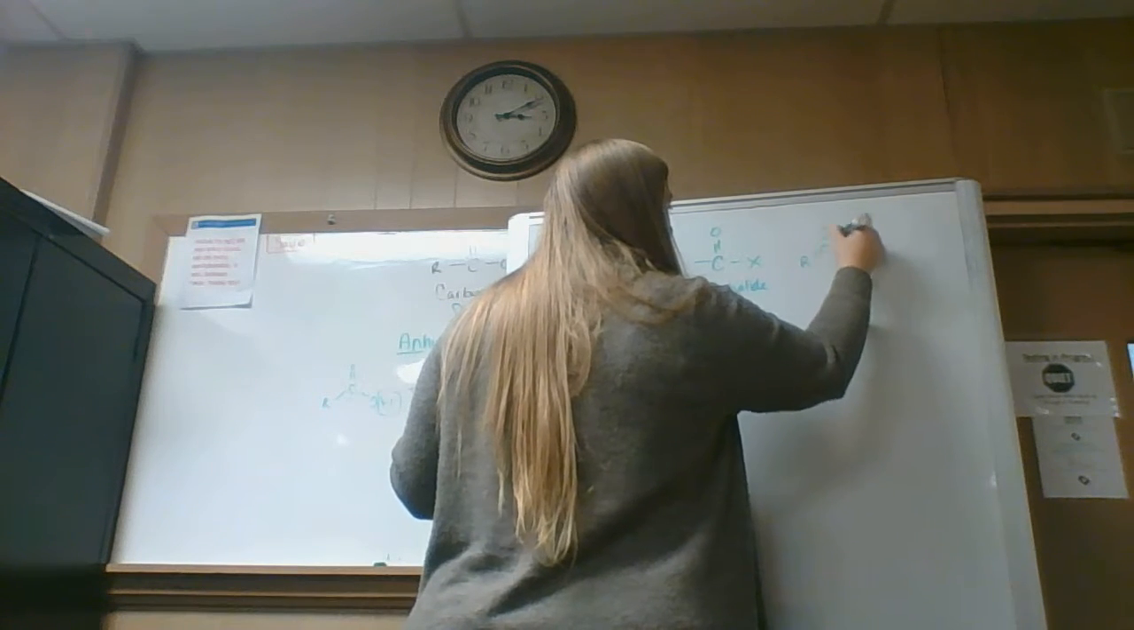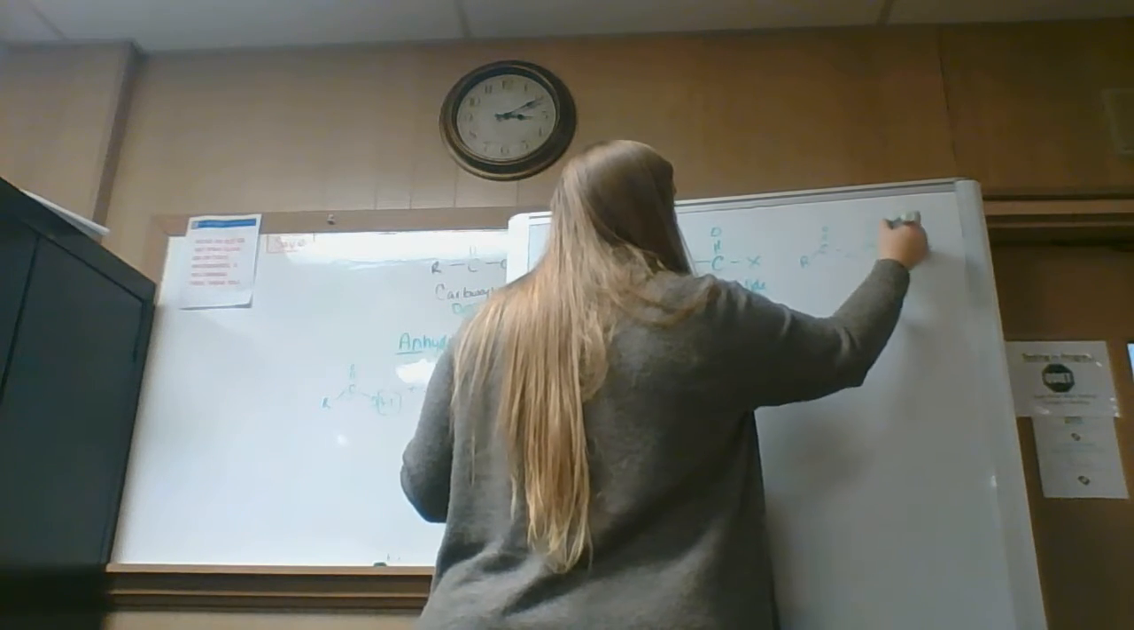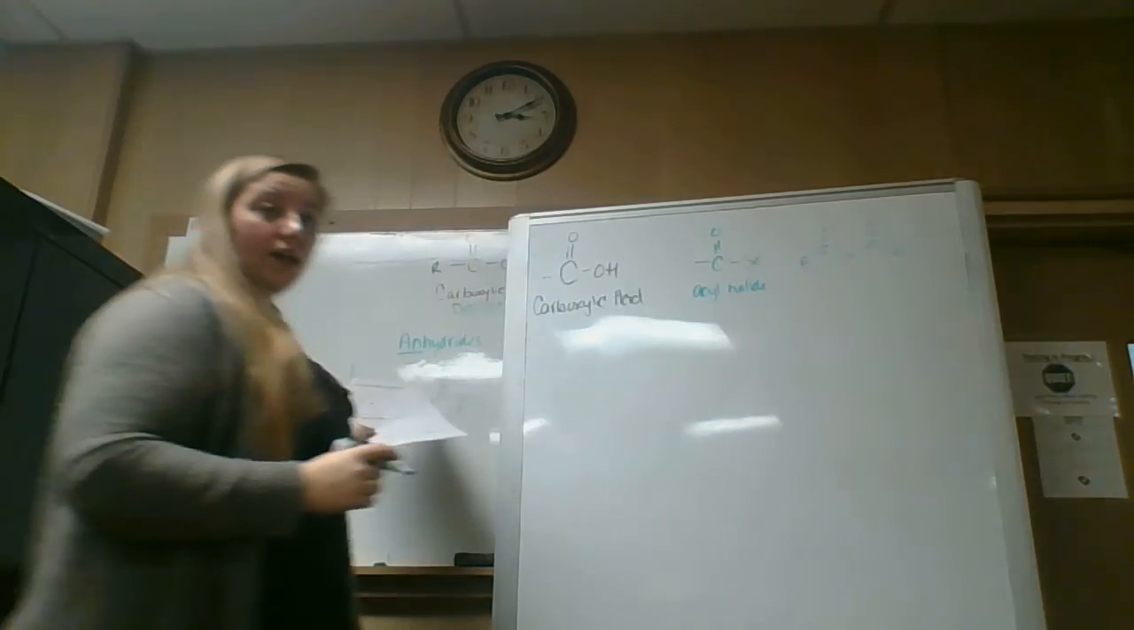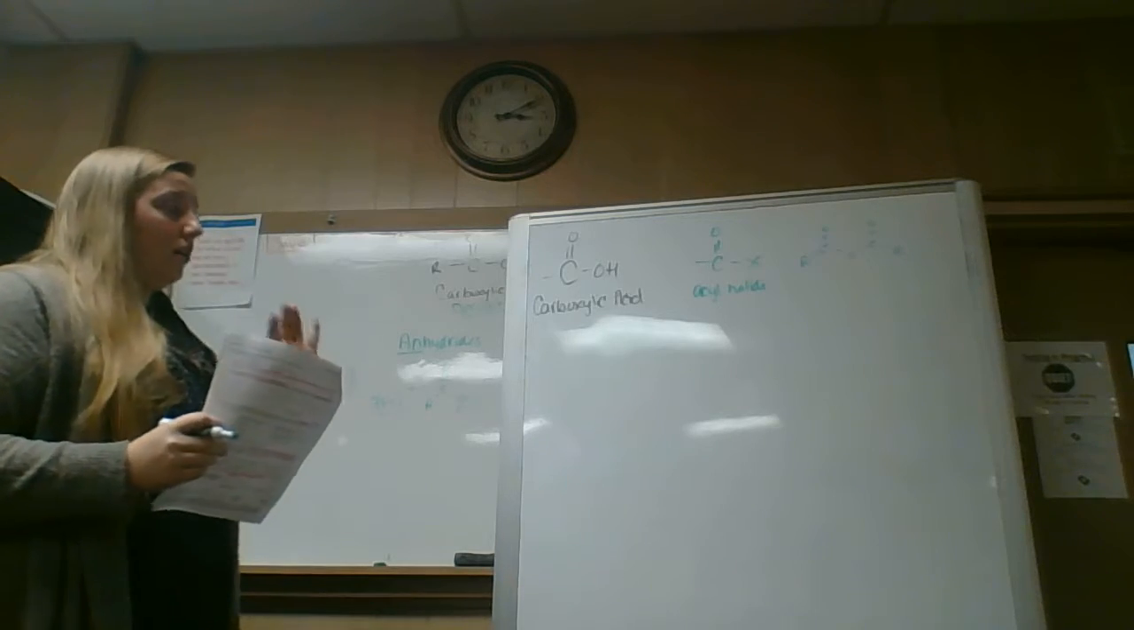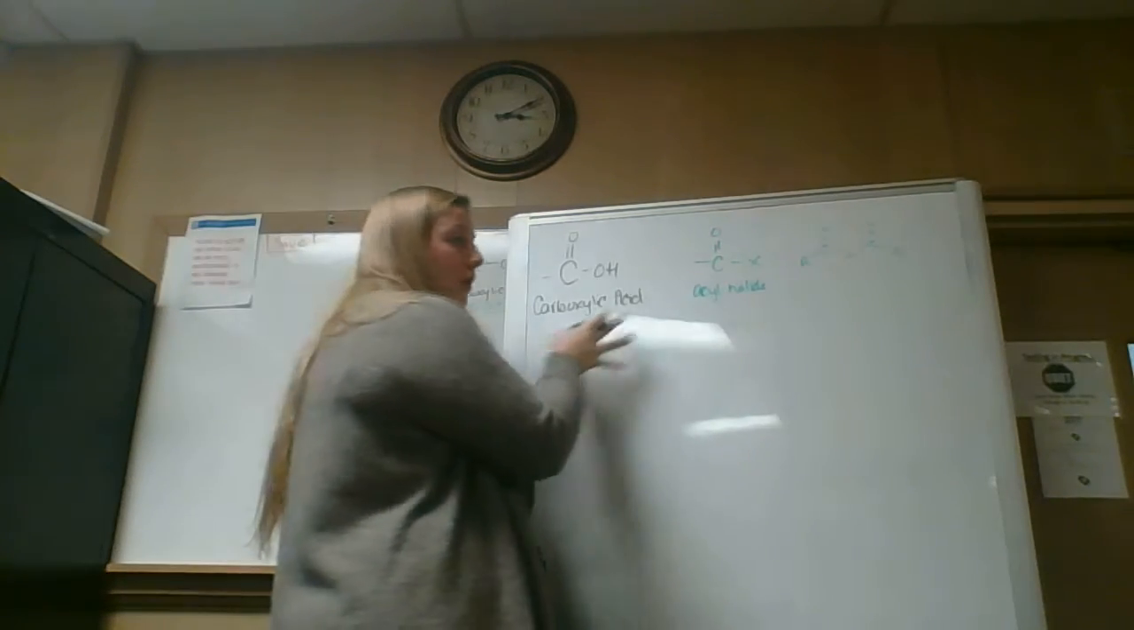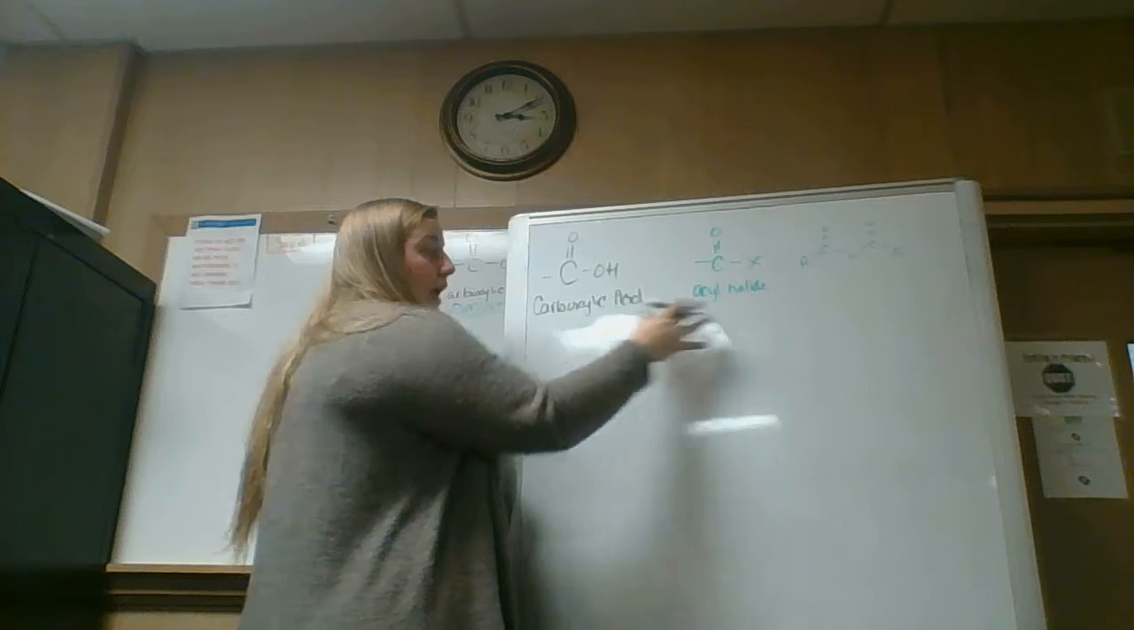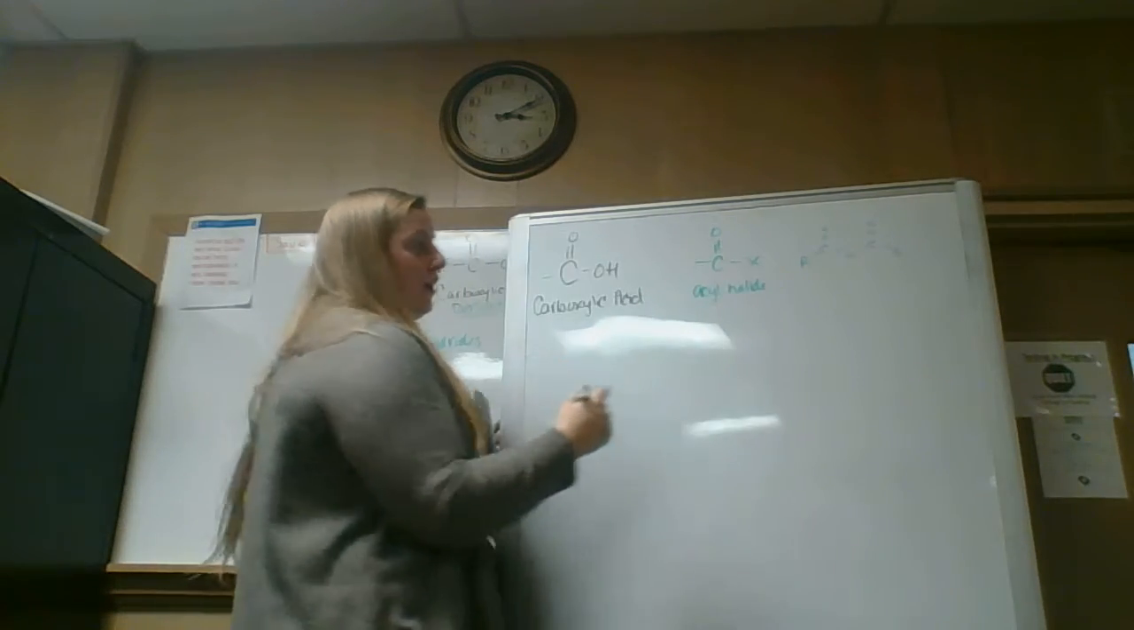And this is all one process? No, so this is two different ones. So anhydrides is a separate reaction. From a carboxylic acid, you can create an acyl halide. If you react those two, then you can get an anhydride. Oh, okay.